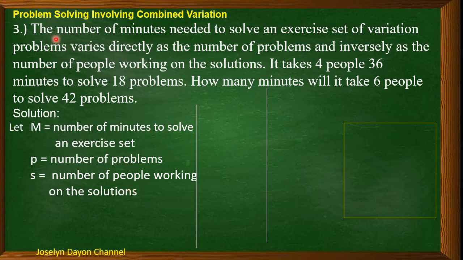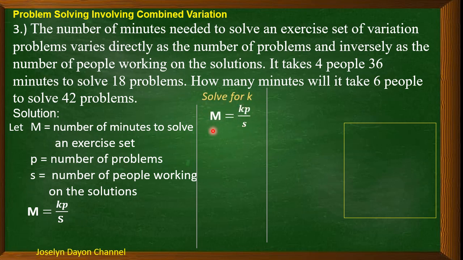Next, we have to translate this statement here. So, the number of minutes to solve an exercise set of variation, we have here M, varies directly, is equal to K, P. Do not forget to write K and P, the number of problems working on, and over S, which is the number of people working on the solutions. Next, we have to solve for K.